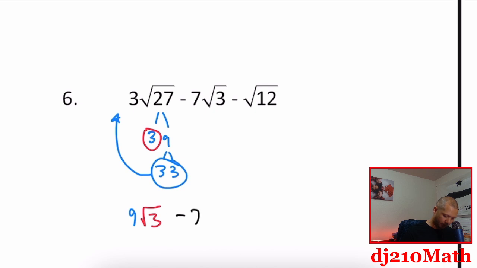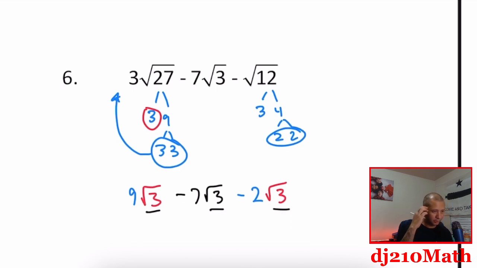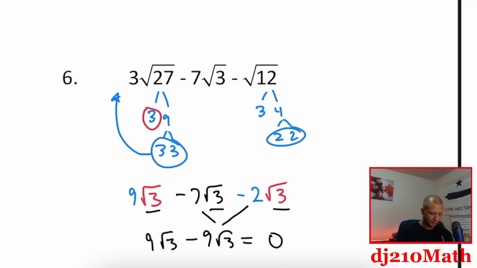This is minus 7 root 3. And then lastly, 12 is really 3 and 4. 4 is 2 and 2. So that's going to come out. So minus 2 root 3. So they all have root 3s, right? They all have the same label. So this is 9 minus 7 minus 2. That's crazy. Because 9 root 3 minus 9 root 3, right? Negative 7 and negative 2. Well, 9 minus 9 is just 0. That's wild.